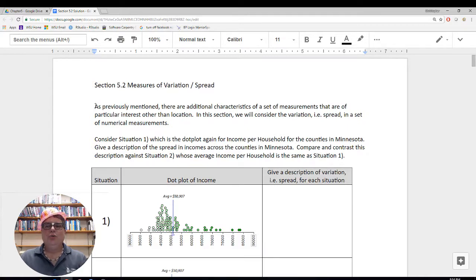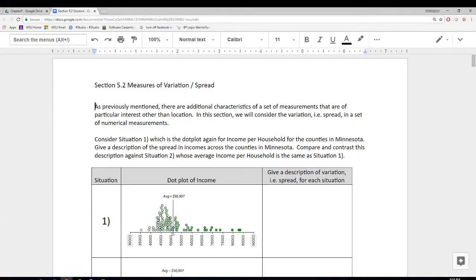Well, hello. We're going to go ahead and get started with section 5.2. In section 5.2, we're going to consider measures of variation or spread. Okay then, let's go ahead and get started.